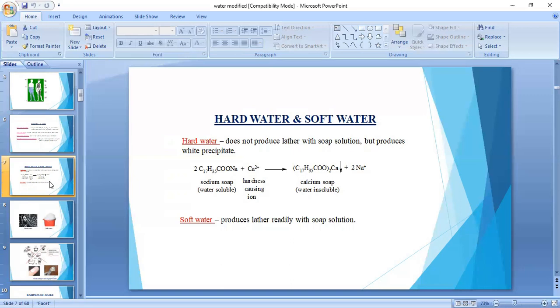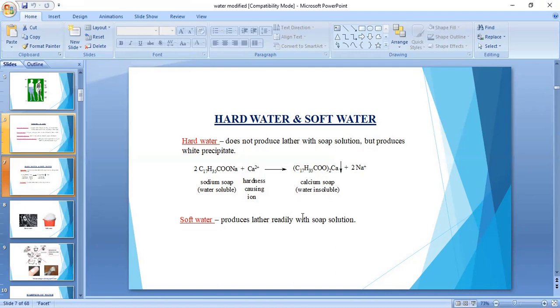Hard water means the water which does not give a lather with soap. When we apply soap with hard water, for example for bathing, sodium stearate is converted into calcium stearate, calcium soap, which is a white precipitate. It is a scum, a white scum. Because of that, wastage of soap takes place.